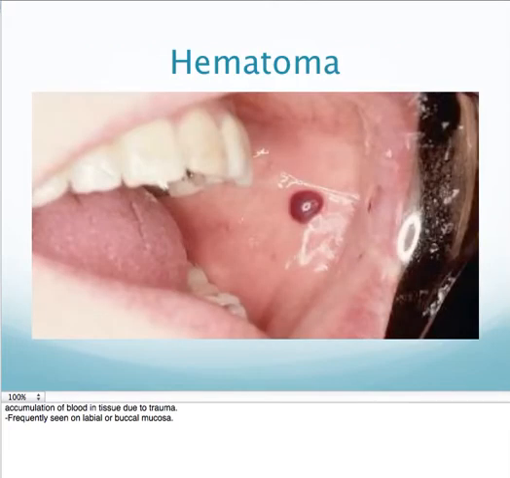So, hematoma, what is this? An injury from an accumulation of blood in tissue due to trauma. So basically, you hurt yourself on your cheeks or something like that, and you have an accumulation of blood in your tissues, which makes it swell up and turn red and purplish, and it's filled with blood. You typically see it on the buccal mucosa.